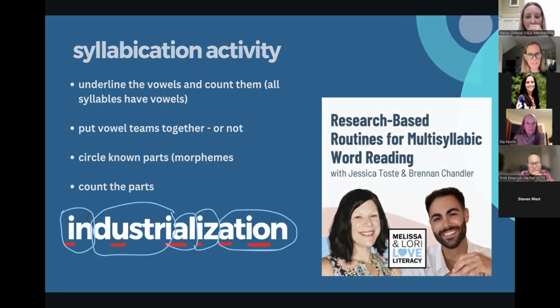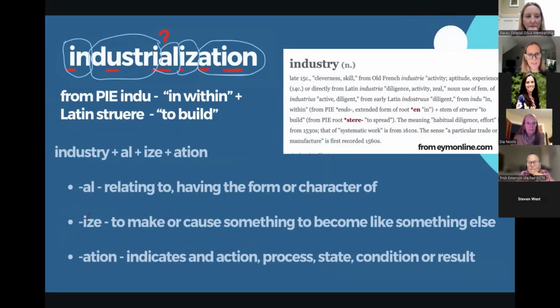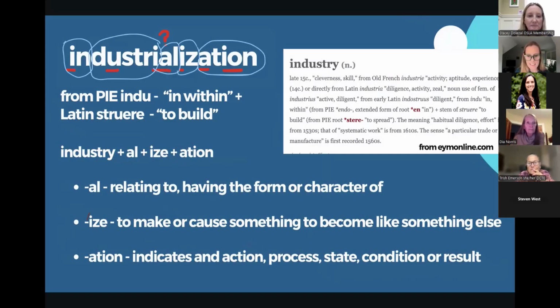And in fact, I was wrong. I thought maybe in would be the prefix in as in enable or inadequate, but it is not, in fact, a prefix in this case. So the root, this rectangle over here with all the words I'm not going to read, that comes from Etymonline.